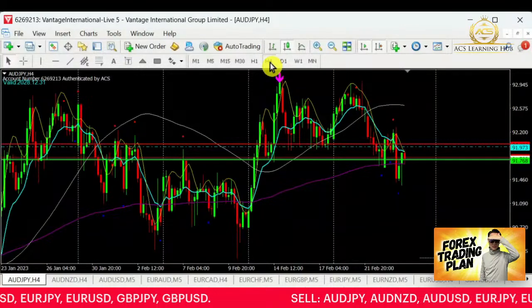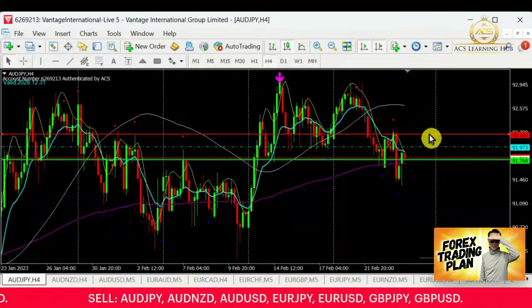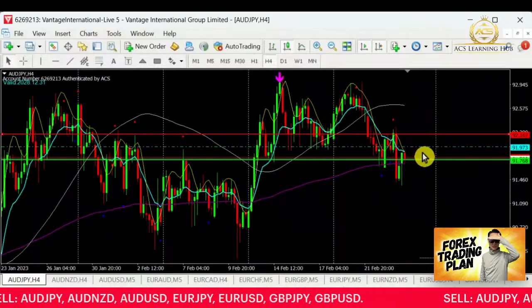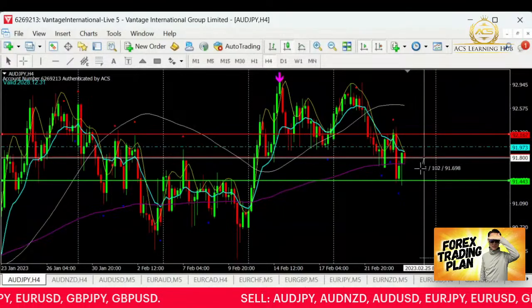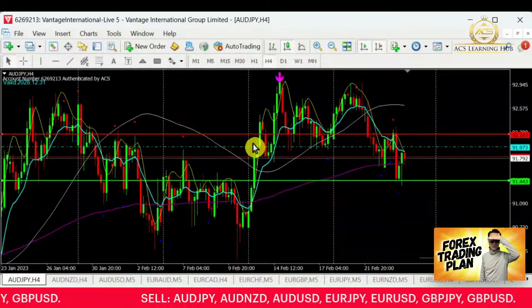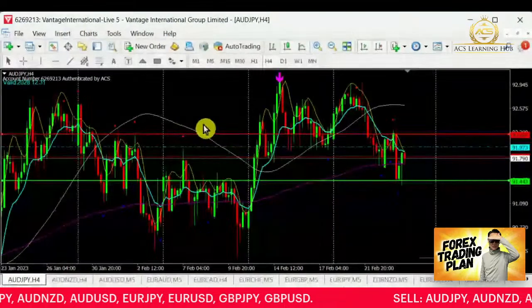At the moment, I see the resistance has already started, and now we are building a new resistance where the support is quite low here. We are still having about 36 pips of space. So that is for Aussie yen. I'm looking out for selling for the Aussie yen today.